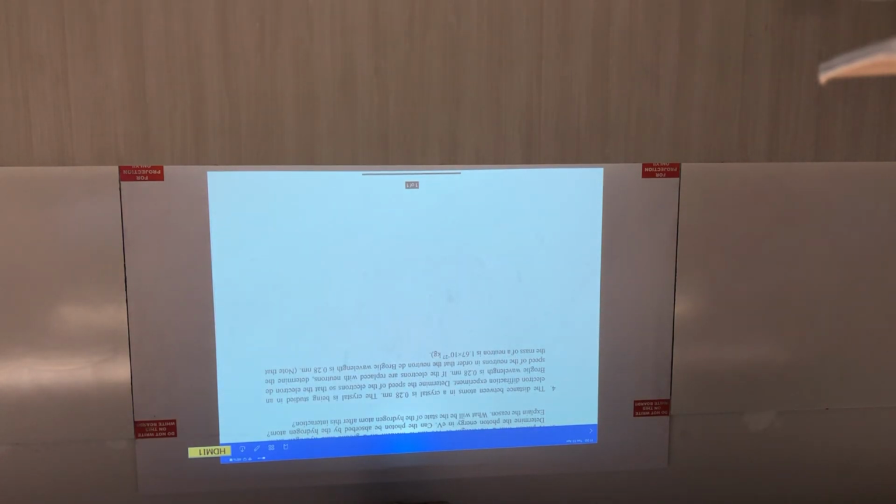Question number 4. The distance between atoms in a crystal is 0.28 nanometers. The crystal is being studied in an electron diffraction experiment. Determine the speed of electrons so that the electron de Broglie wavelength is 0.28 nanometers. If the electrons are replaced with neutrons, determine the speed of the neutron in order that the neutron de Broglie wavelength is 0.28 nanometers, which is the same.